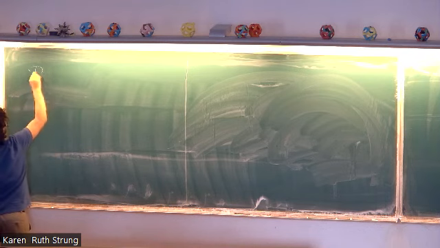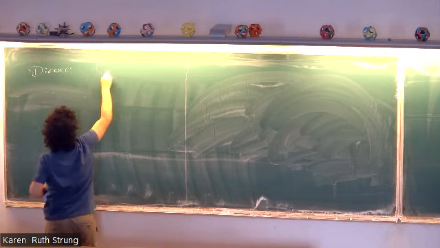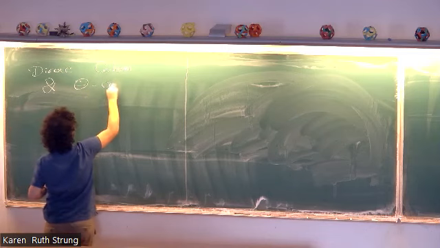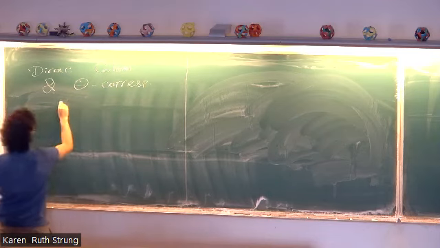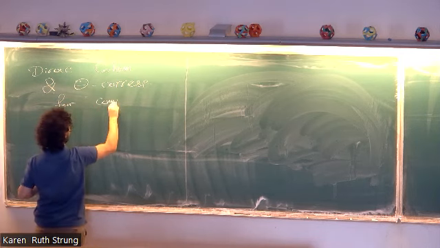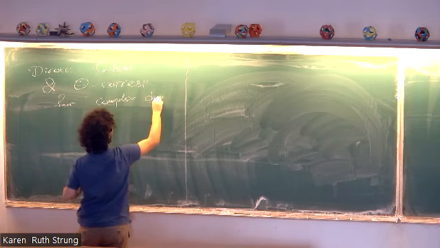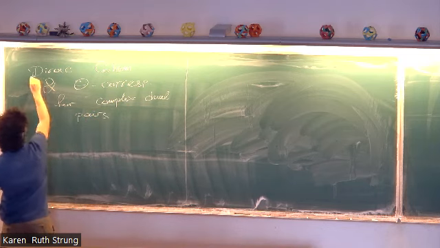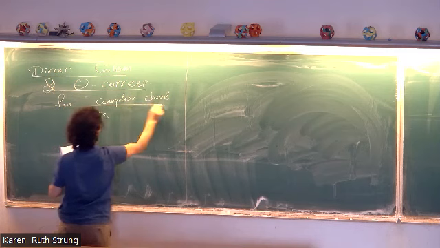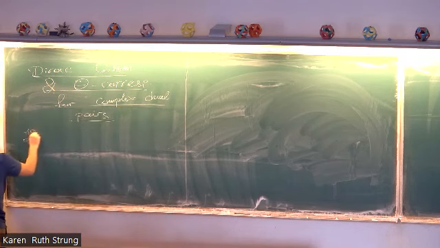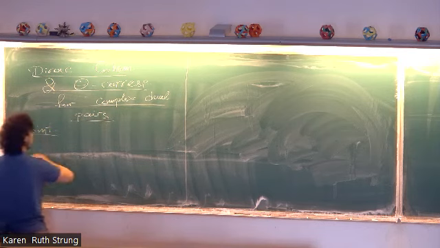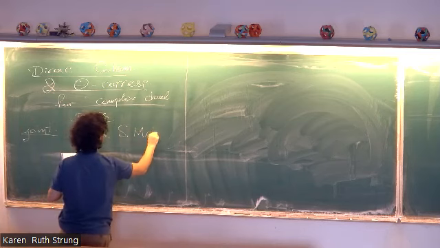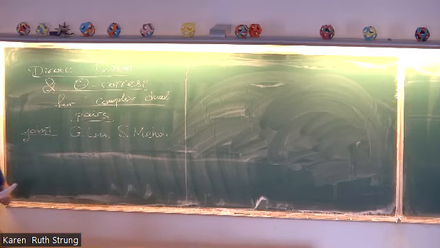So the title is Dirac cohomology and theta correspondence for complex reductive dual pairs. And that's a joint work with Gang Liu and Salah Mehdi, both from the University of Leuven.